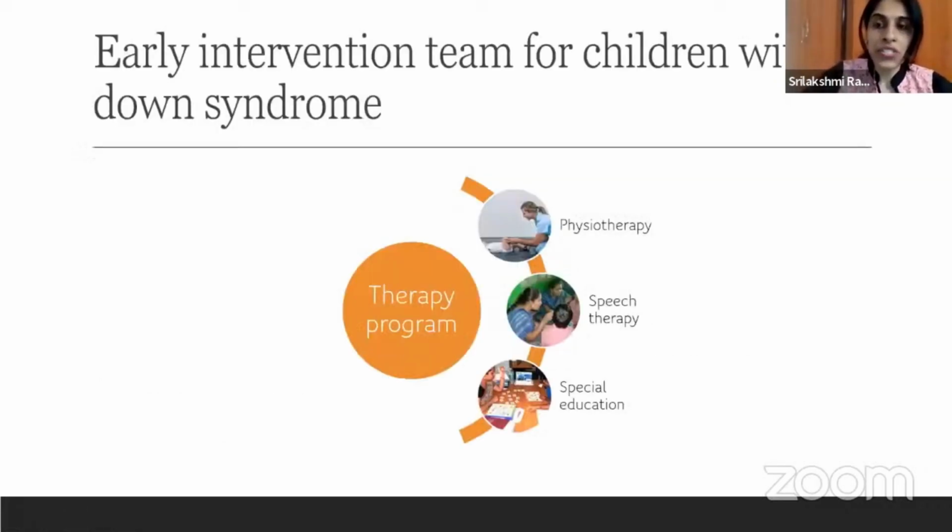So the early intervention team for children with Down syndrome is physiotherapy, speech therapy, and special education. But the therapy program always begins with physiotherapy, then speech and special education sessions. Physio sessions start right from the age of 2 months.